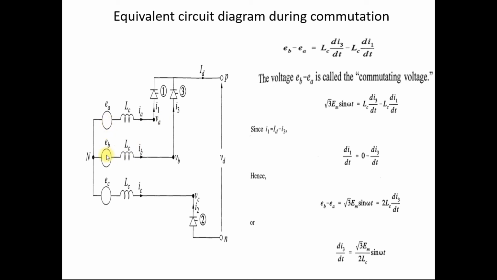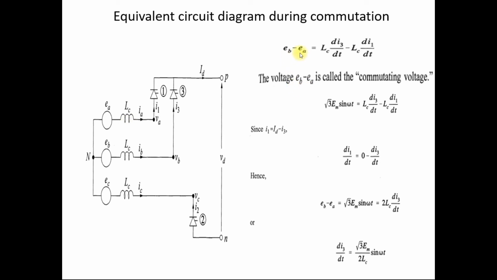Here EB is the voltage of B phase, EA is the voltage of A phase. The difference between these two phases, EB minus EA, is equal to the voltage drop across the inductance of phase B minus the voltage drop across the inductance of phase A. So LC di3 by dt gives the voltage drop across this inductance, minus LC di1 by dt, which gives the voltage drop across the phase A inductance.